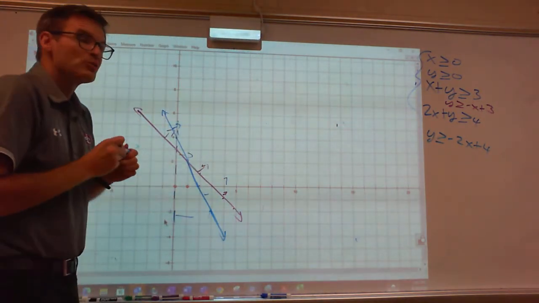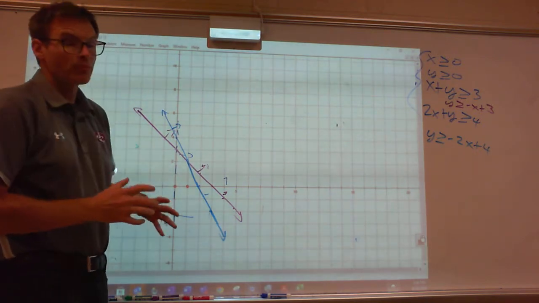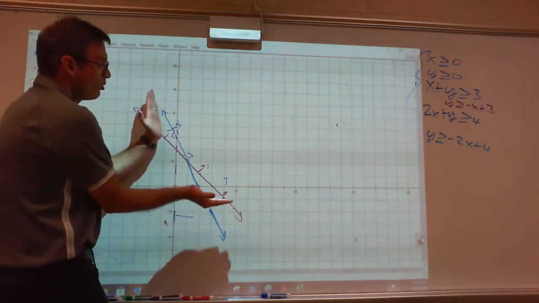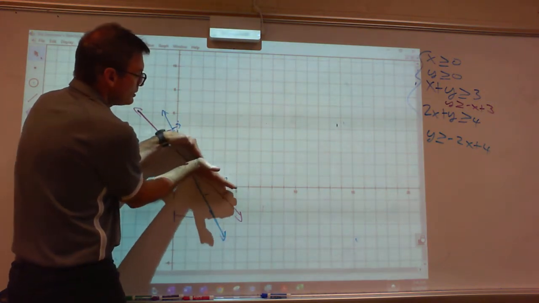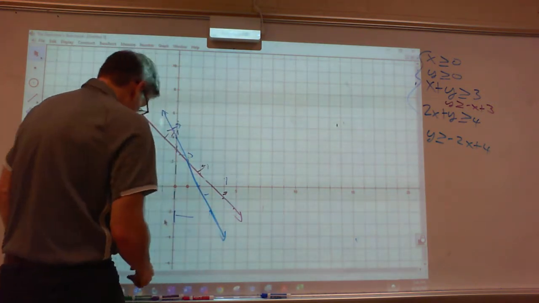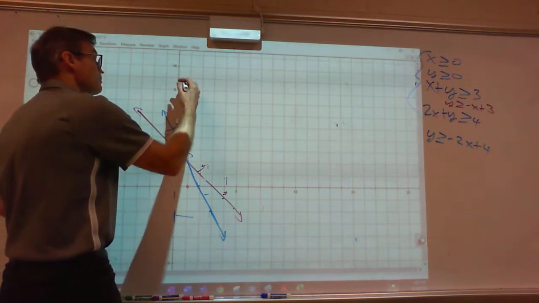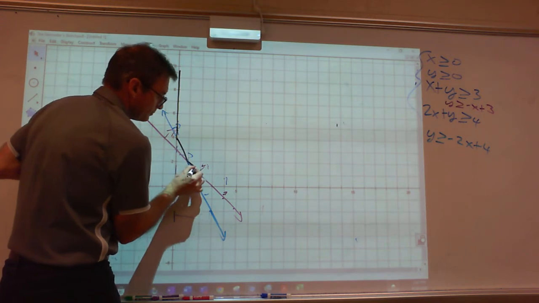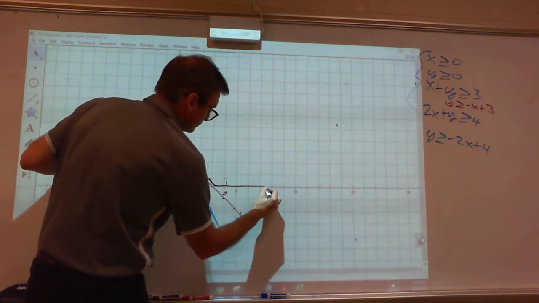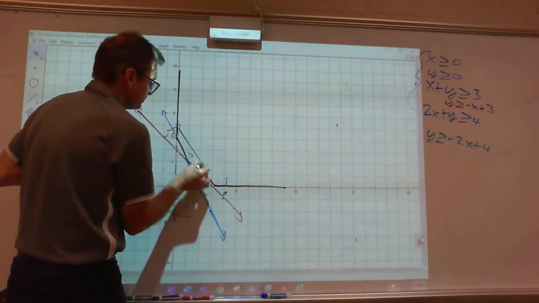And now here's the important part. The important part is what's the overlap. So the overlap, well, we started with our first quadrant, then we did this part, and then we did this part. So my answer is this area.